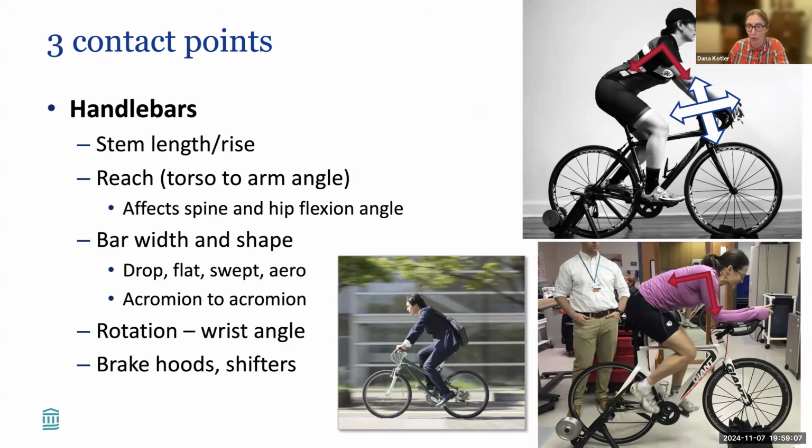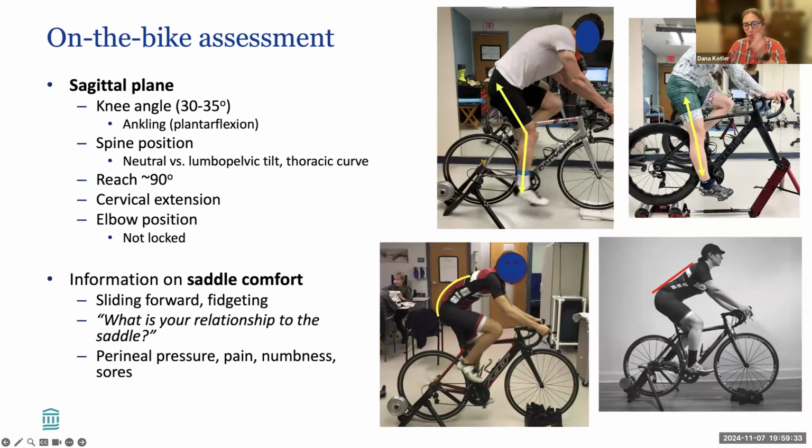If you're having to reach really far forward, your torso will probably be a little bit lower and your hip angle is going to be a little bit increased. There are many different shapes of handlebars: drop bars, like on a road bike, flat bars, aero bars, like on a triathlon bike, which you'll hear about later. And we measure the width of those bars from acromion to acromion. And then you can make some modifications as far as the rotation and the different types of componentry that you can have as far as your brakes and your shifters.